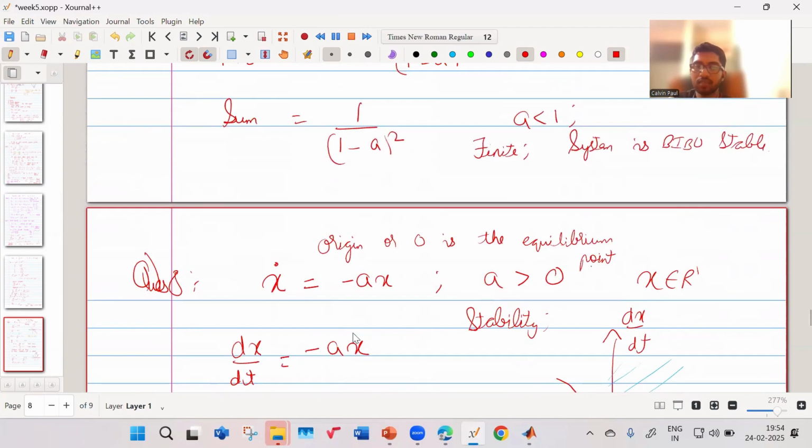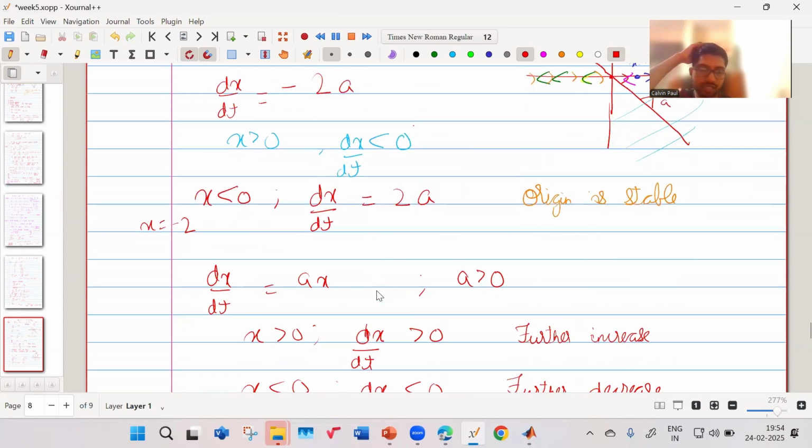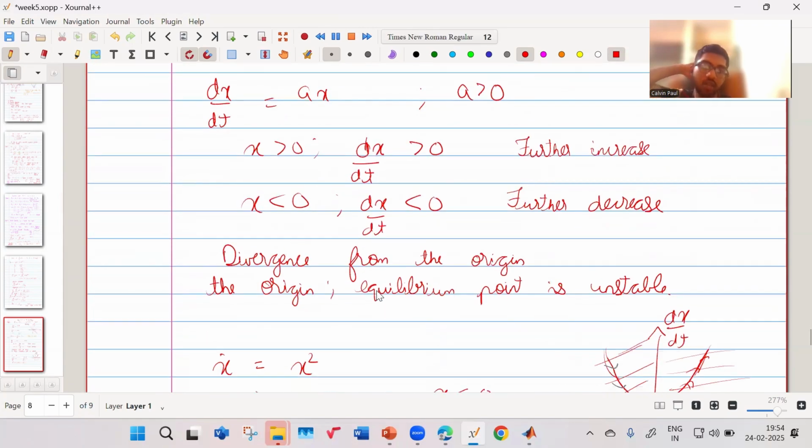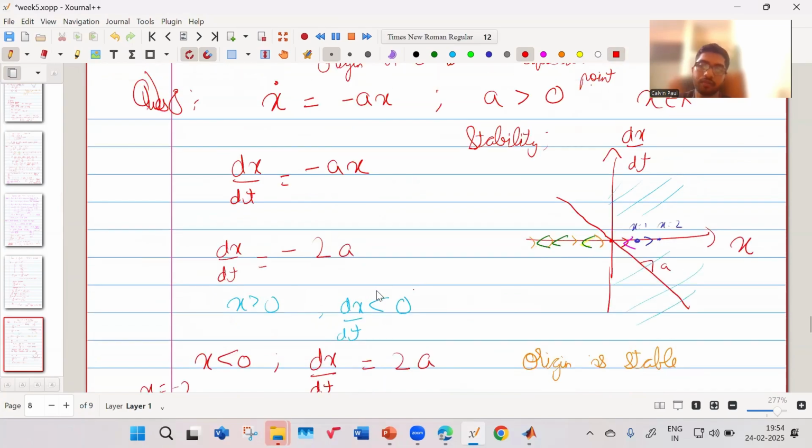Then, depending on the derivative and the orientation, we can find whether it is stable or unstable, whether it further increases or further decreases, whether there's a divergence or a convergence to the origin. All right.